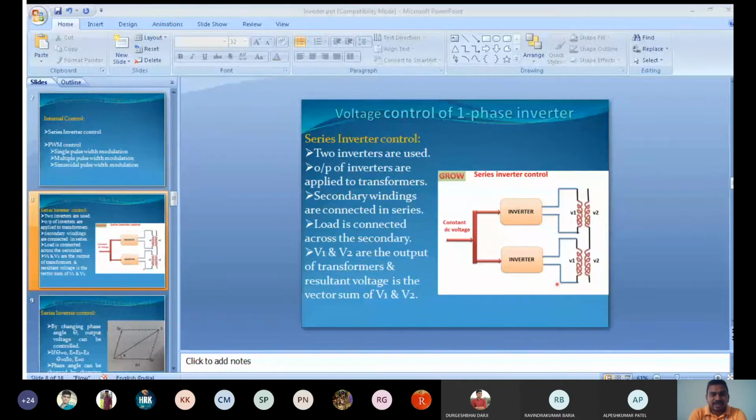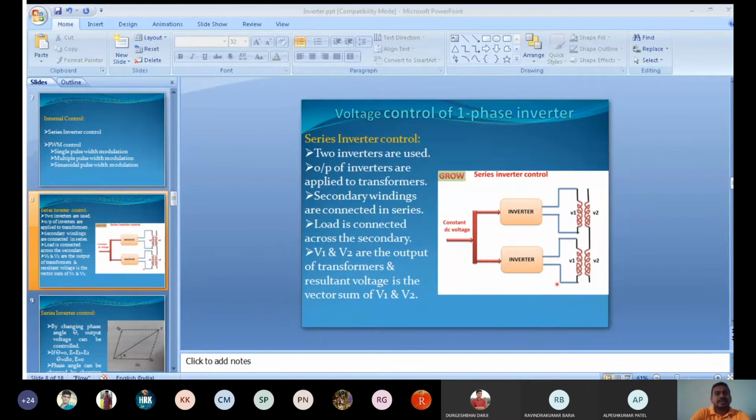And the modulation index. This modulation index is the ratio of the reference signal to the carrier signal. This is the carrier signal. How can we define the modulation index? The modulation index is the ratio of the reference signal to the carrier signal. So this is the reference signal and this is the carrier signal, and we can find the modulation index by their ratio.